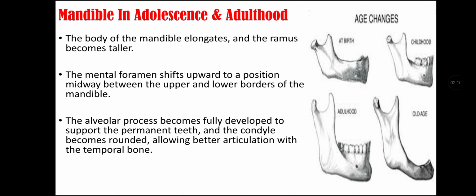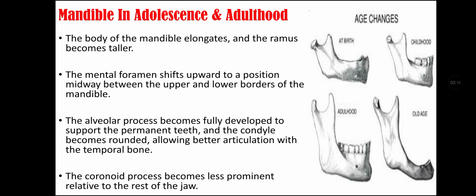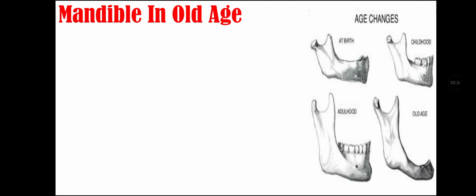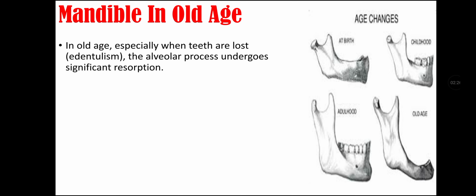Alveolar process during adulthood becomes fully developed to support the permanent teeth, and the condyle becomes broadened, allowing better articulation with the temporal bone. The coronoid process becomes less prominent relative to the rest of the jaw. Mandible in old age. In old age, especially when teeth are lost, like edentulation, the alveolar process undergoes significant resorption.